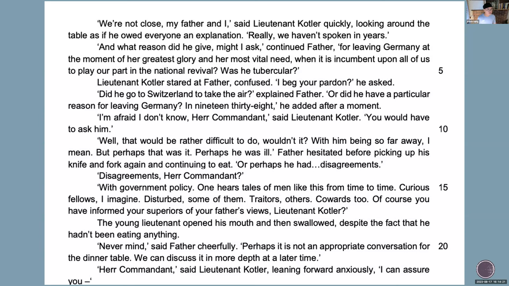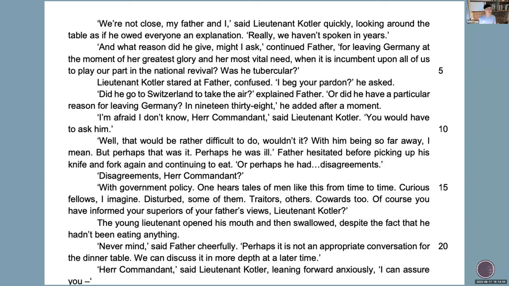Do you think they're all members of the same family? Do you think Lieutenant Kotler is a part of the family? It would be a bit weird to call your brother Lieutenant Kotler. If you're sitting at the table with your brother, you wouldn't call him Lieutenant Kotler. So it looks to me like maybe Lieutenant Kotler is not part of the family. Who else do you think is not part of the family? Who do you think is part of the family? Very easy question.